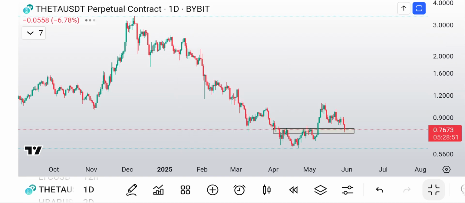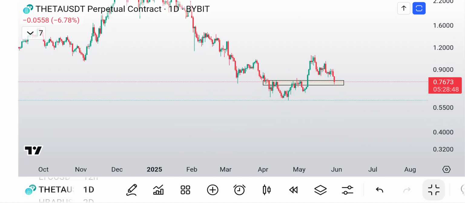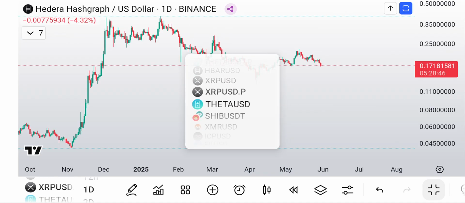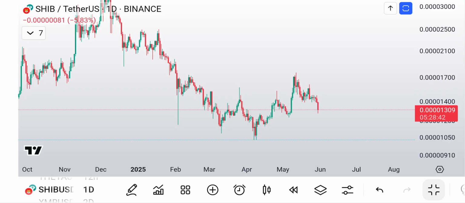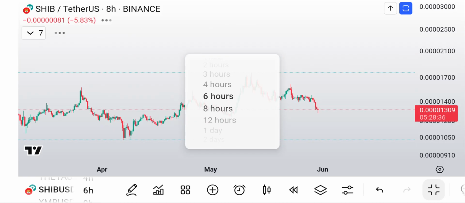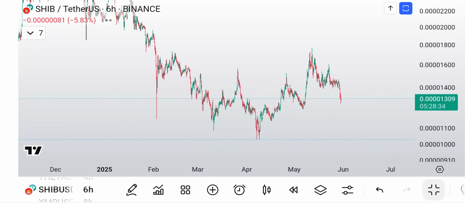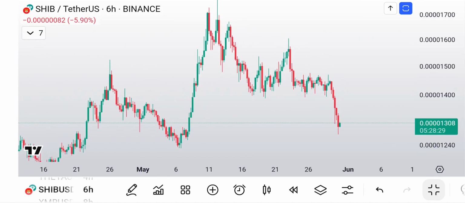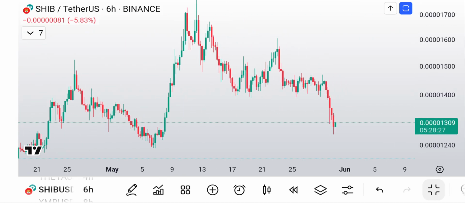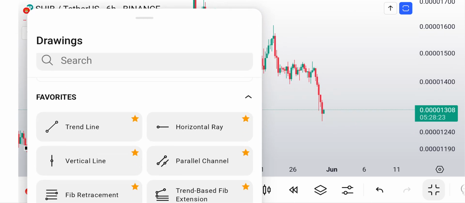Let's see. Which one do I want to do it on? Let's do it with SHIB, since we haven't looked at SHIB. I'll circle back to XRP and Theta. So just give me a moment here. I'm just kind of scouting through, but SHIB was probably the best example. So unfortunately, I had to get rid of my SHIB. I really didn't want to. And it's kind of funny.